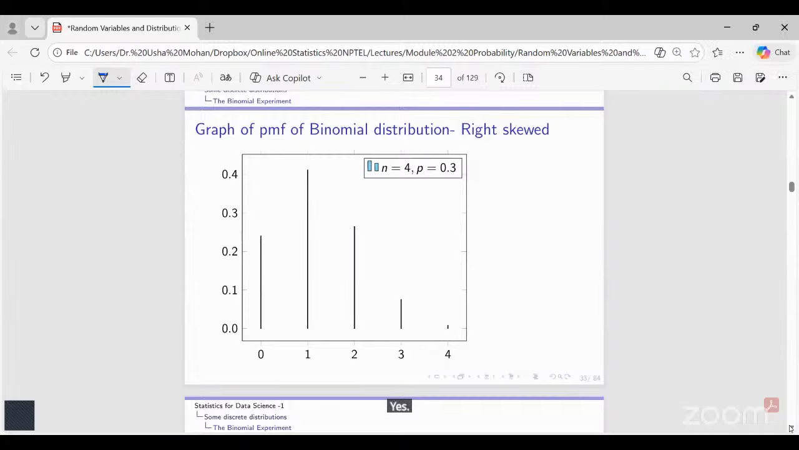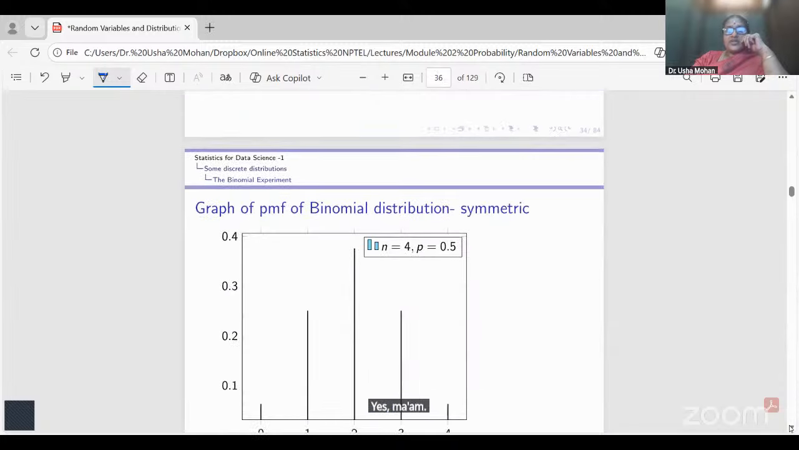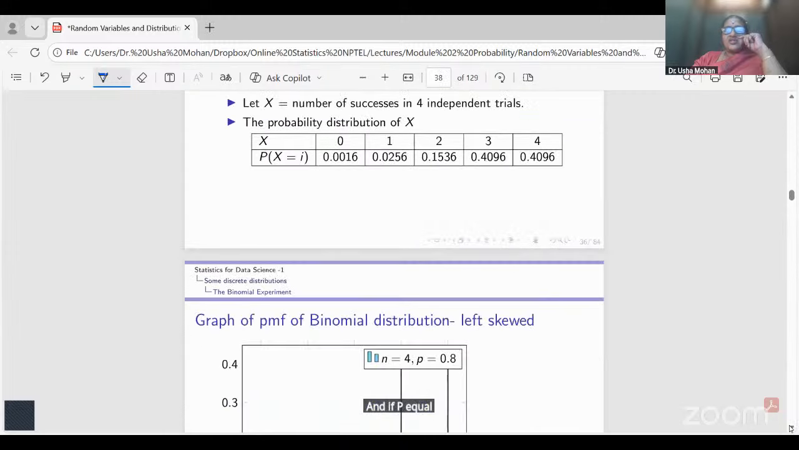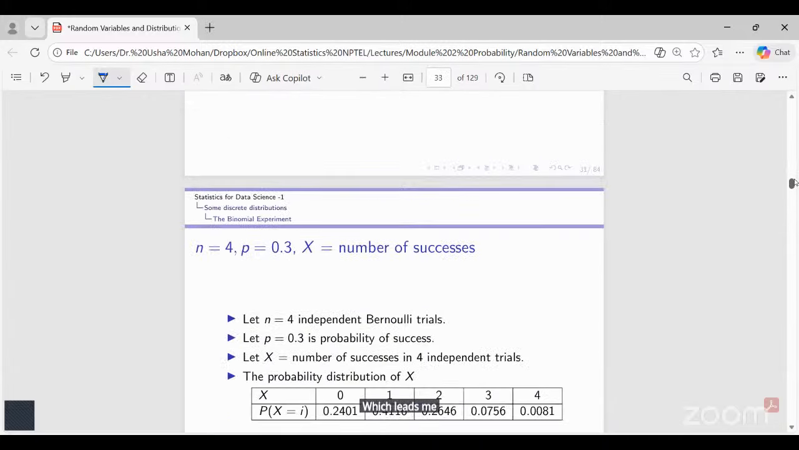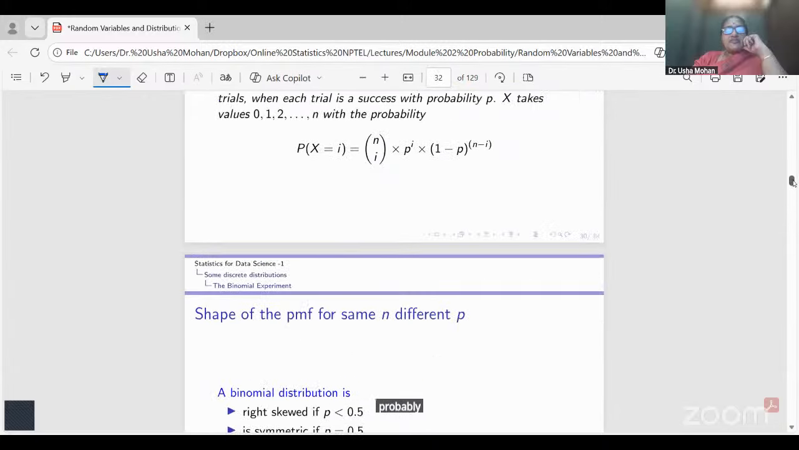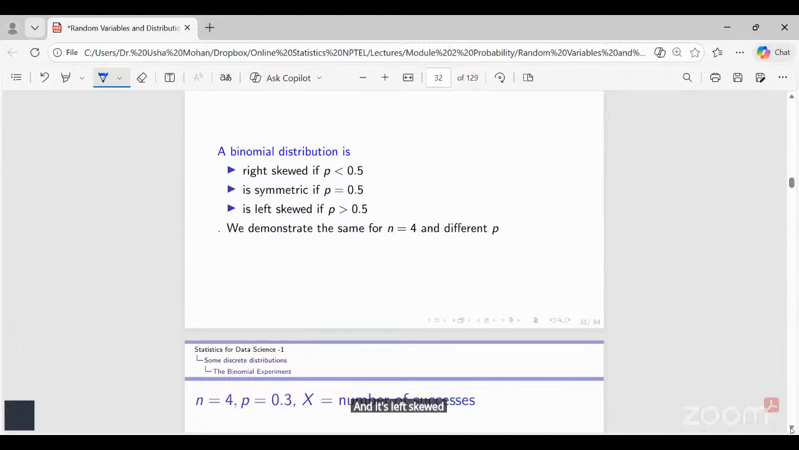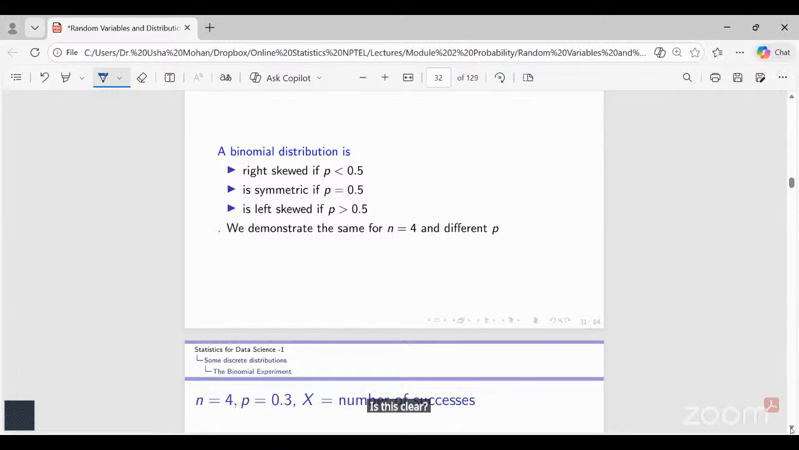Now, if I look at p equal to 0.5, you see that this is my distribution, which is symmetric. And if p equal to 0.8, you see that this is my distribution, which is left skewed. Which leads me to say that the shape of a binomial distribution is right skewed if p is less than 0.5, it is symmetric if p equal to 0.5, and it is left skewed if p is greater than 0.5. Is this clear?